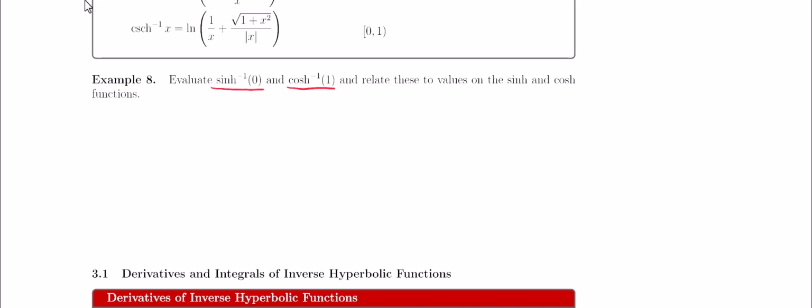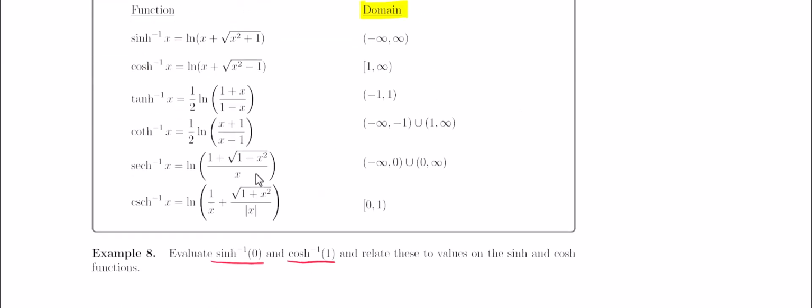According to the formula above, which you can see here, the sinh inverse of 0 is equal to the ln of 0 plus the square root of 0 squared plus 1, which is just going to give us the ln of 0 plus 1, which is the ln of 1, which is 0.